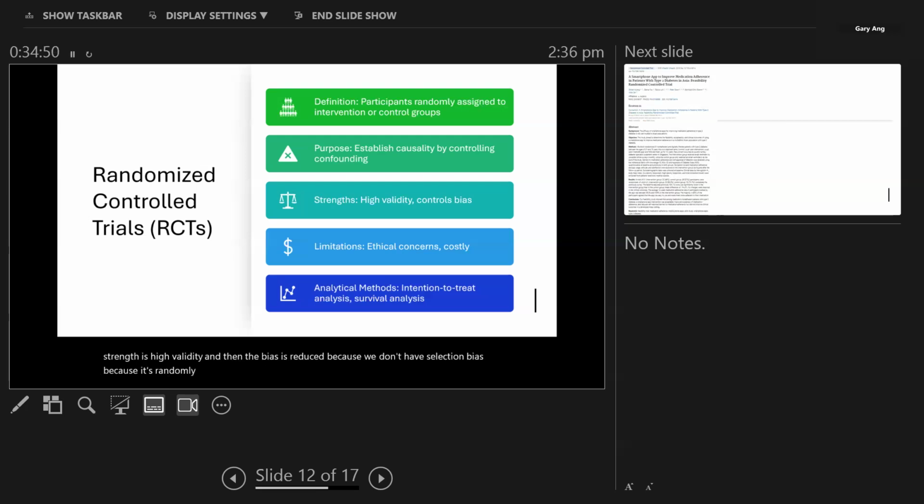Okay, the problem: I think Ernest mentioned ethical concern. So you have 2 patients. One is very much in need of the treatment. If he doesn't have the treatment, he'll die. The other one is at an early stage and can still survive without the treatment. And you do a randomization. The one who needs the treatment is randomized to the control group.